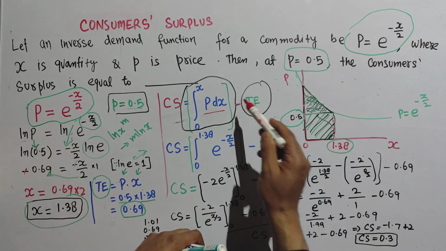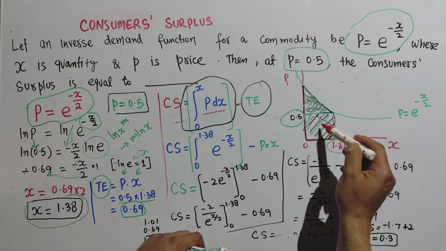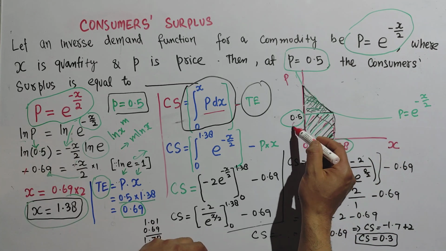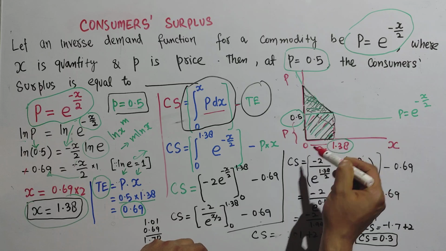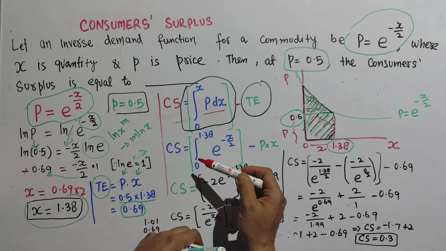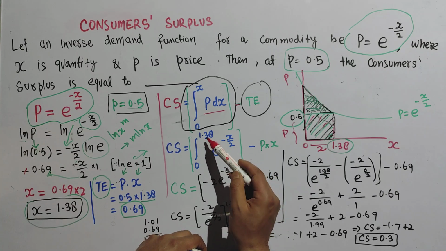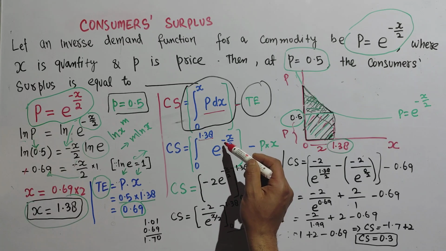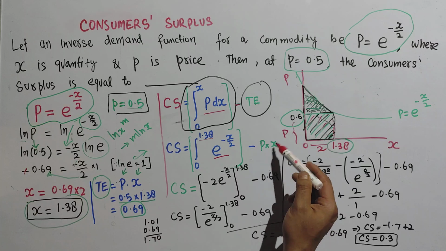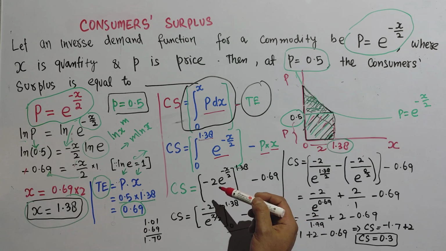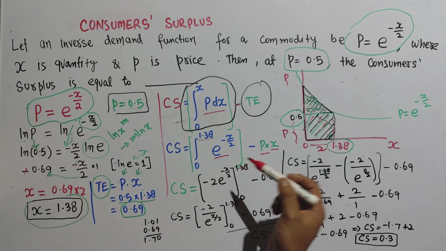From this we subtract the area of this rectangle. The area of this rectangle is simply, here we have the price and here we have the quantity demanded. So P into X, that is the total expenditure. So consumer surplus will be equal to the definite integral from 0 to equilibrium quantity, which we calculated as 1.38, of e raised to the power minus x upon 2, minus the total expenditure, which is price into quantity demanded.